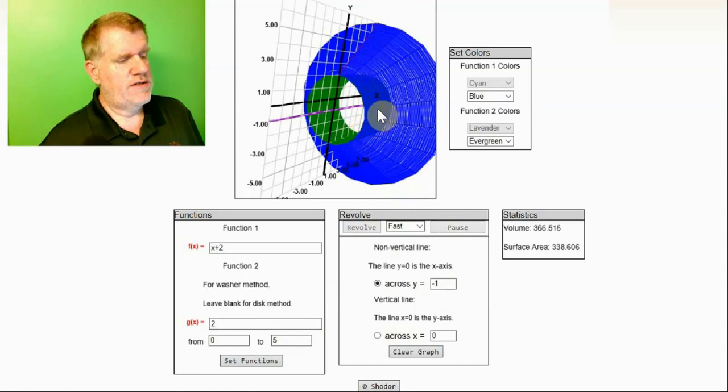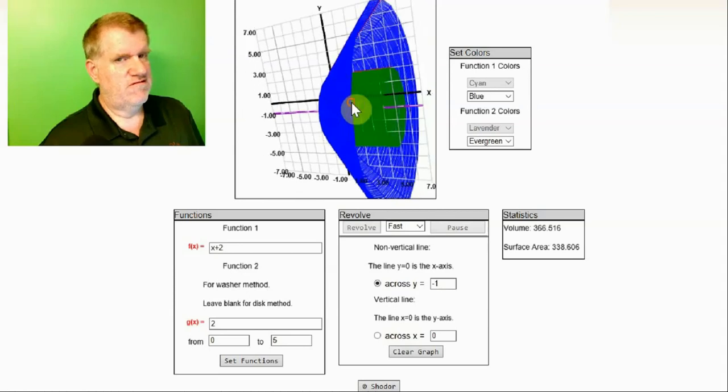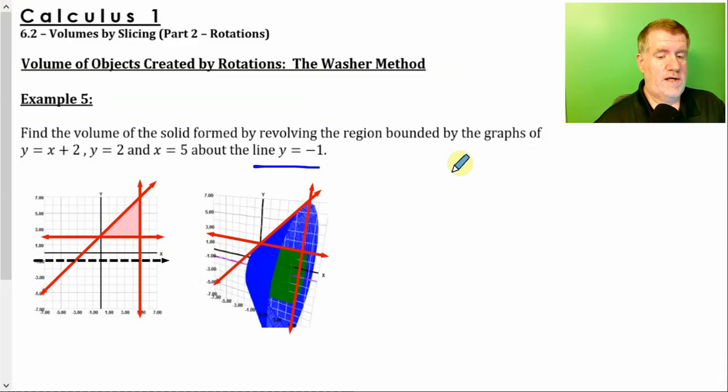Reminds me a little bit of my least favorite hole on a miniature golf course where you have to hit it up the hill into the cup. Anyway, there it is.